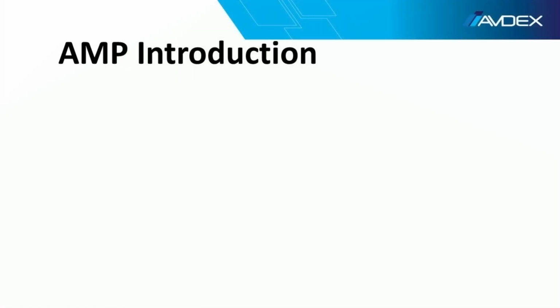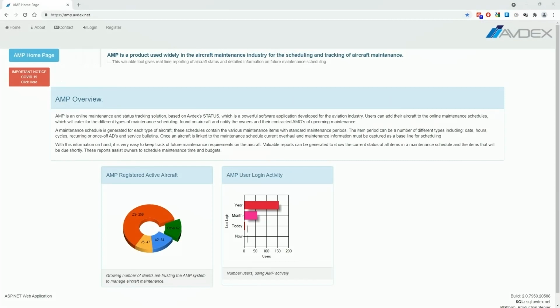AMP Introduction. Welcome. AMP is an online aircraft maintenance and status tracking solution, developed by Avdex for the aviation industry. Aircraft are added to online maintenance schedules, which cater for the different types of requirements found on aircraft. Owners and their contracted AMOs may then be notified of upcoming maintenance requirements.